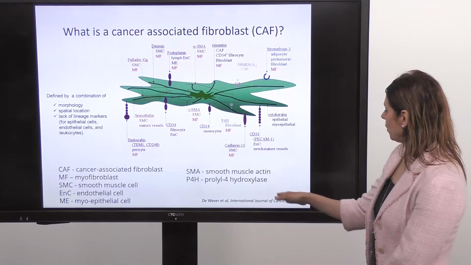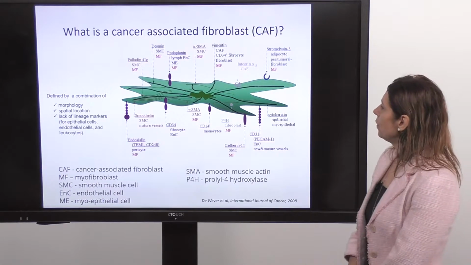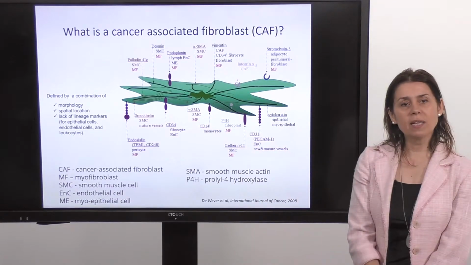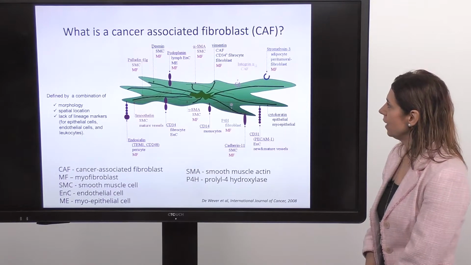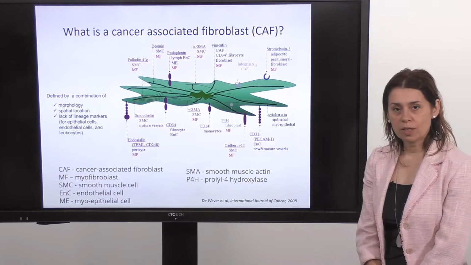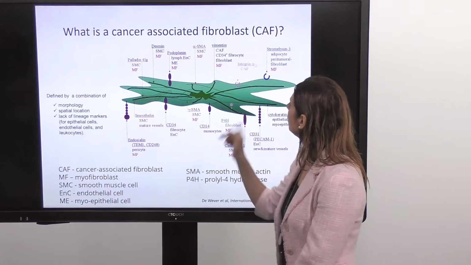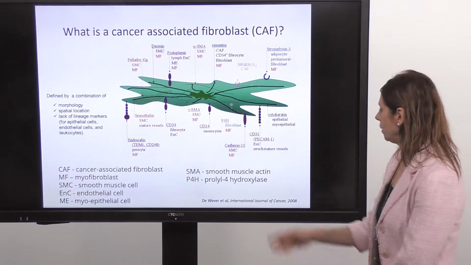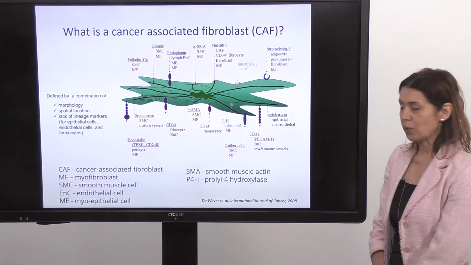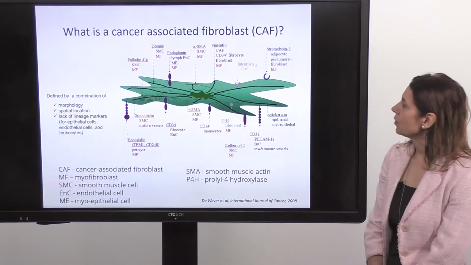This is a good review from some years ago, but still stands true, by De Wever, who looked at myofibroblasts and cancer-associated fibroblasts and the markers that they express. The problem is that these fibroblasts express markers which are expressed in a plethora of other cell types, as mentioned here. The only ones that seem more specific are alpha smooth muscle actin. That's why a lot of attention has been given to the myofibroblasts that express alpha smooth muscle actin, and also the expression of prolyl 4 hydroxylase.